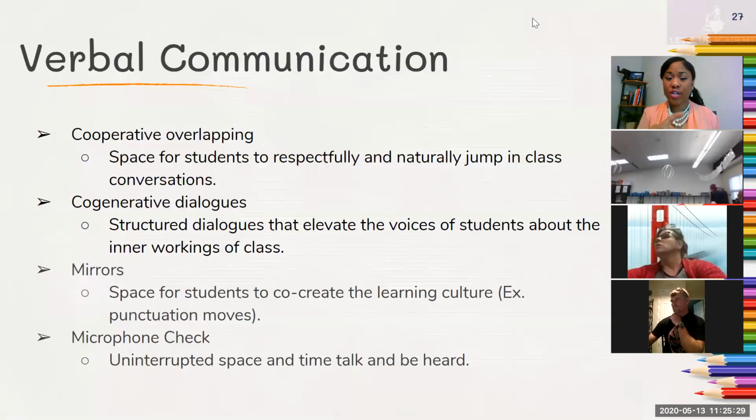So just imagine, these are just 4. I have several, but I didn't want to overwhelm you. These are just 4 things. Just imagine these things being at play, not the co-generative dialogue, but the other 3. Imagine them being at play within one lesson. This is providing students a lot of space to elevate their voice, retain what's being learned, and then reinforce what's being learned to their peers.